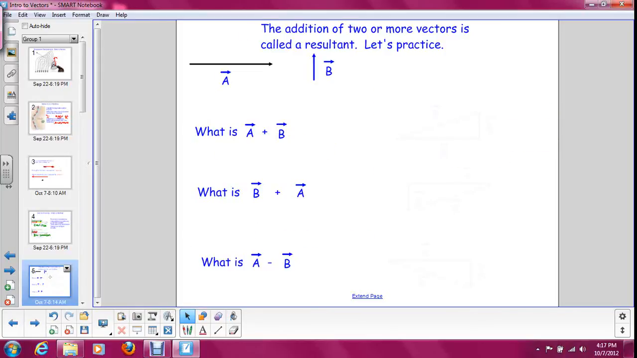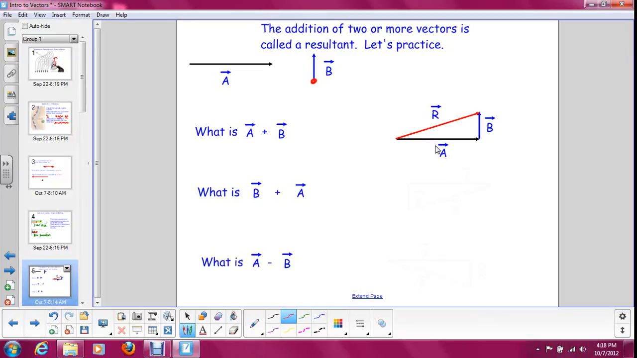So the addition of 2 or more vectors is called a resultant. So, if I have vector A here, and I want to add vector B, what is my resultant? Well, this is how you would do it. You take A, and you lay it down, and you add B, where you put the tail of B to the tip of A. When we add vectors, we call it adding tip to tail.